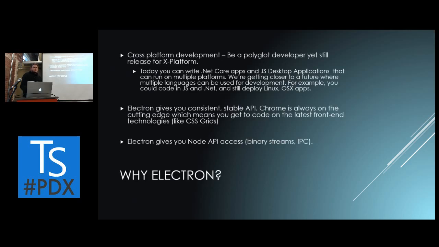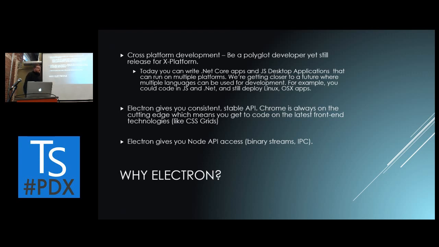So why use Electron? Well, it's cross-platform development. You can essentially be a polyglot developer, whether it's C#, Python, Node, or whatever, and even C++, released for multiple platforms. Today you can write .NET Core apps and JavaScript desktop applications that can run on multiple platforms, which is a benefit. And we're getting closer to the future where you can use multiple languages for development. For example, if you want to code in JS and .NET and still deploy on Linux or Mac, you can do that with this type of architecture.